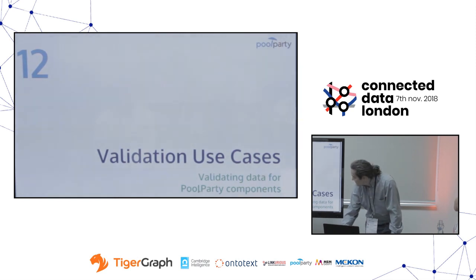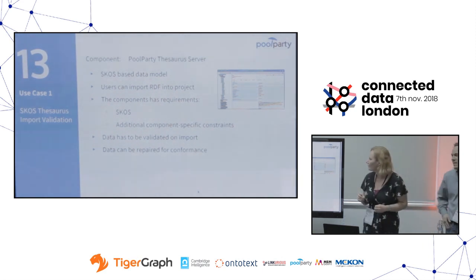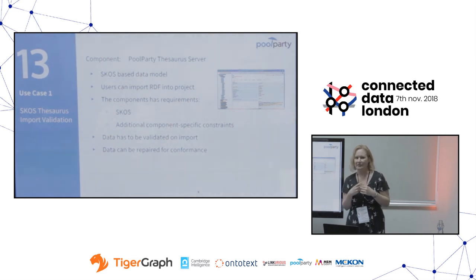Okay, so now we come to the use cases. Our first use case is just bringing in an ontology into PoolParty Thesaurus server. So the constraints here are that it's a SKOS-based data model, and that brings some requirements with it as well. And then we can have additional component-specific constraints. So we'll just import RDF, and the data will be validated on import. So the import assistant will actually be running 17 checks in the background to make sure that the data is high enough quality.